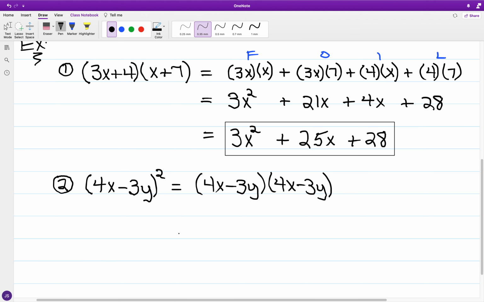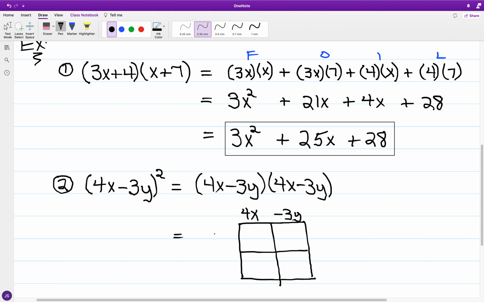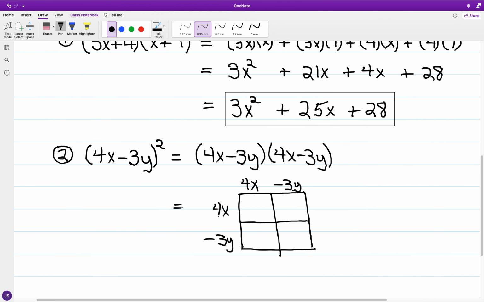Now, for what we have in terms of the visual layout, if I take the geometric FOIL approach, okay, so this time we have 4x minus 3y and another 4x minus 3y. So if we look at going column by column, in the first section, you have 4x times 4x. 4 times 4 is 16. x times x is x squared.